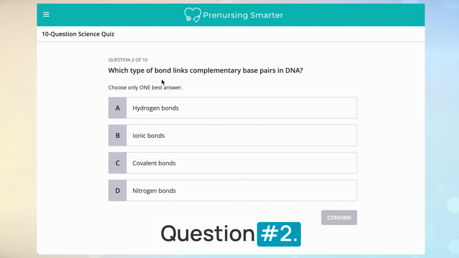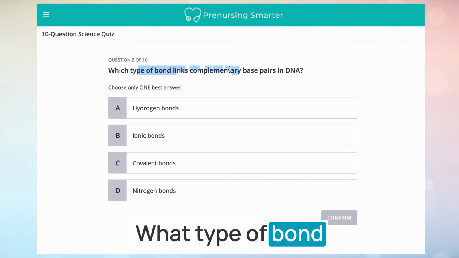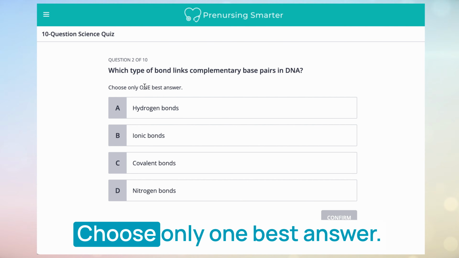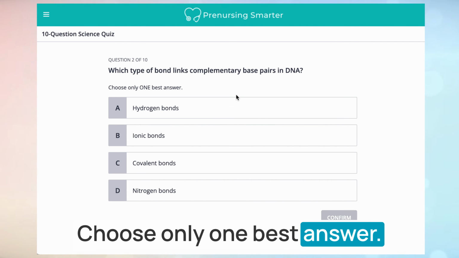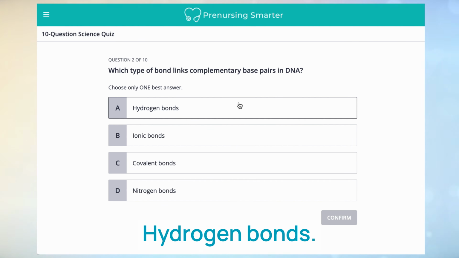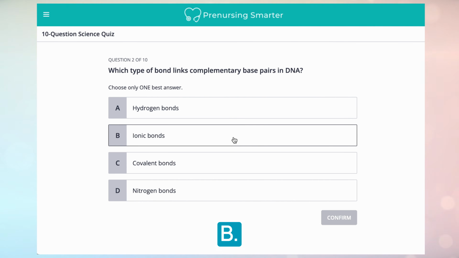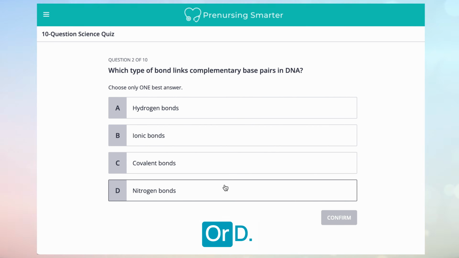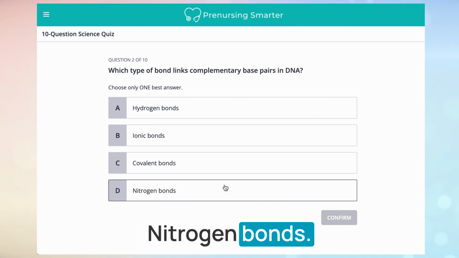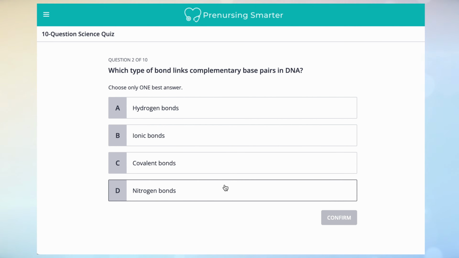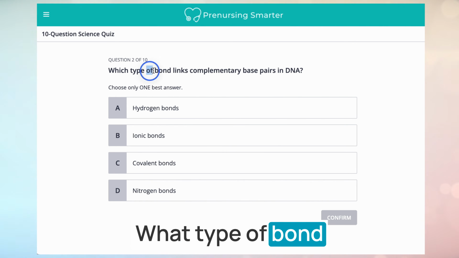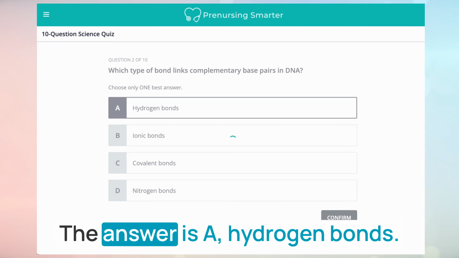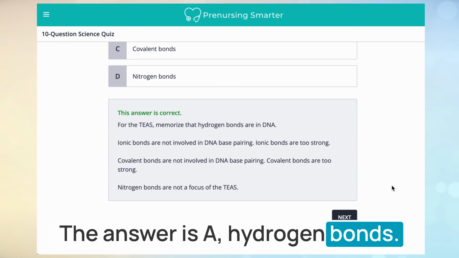Question number 2. What type of bond links complementary base pairs in DNA? Choose only one best answer. A, hydrogen bonds. B, ionic bonds. C, covalent bonds. Or D, nitrogen bonds. What type of bond links complementary base pairs in DNA? The answer is A, hydrogen bonds.